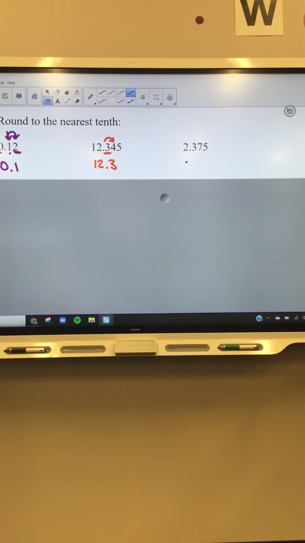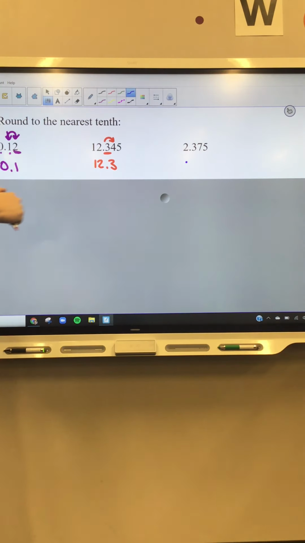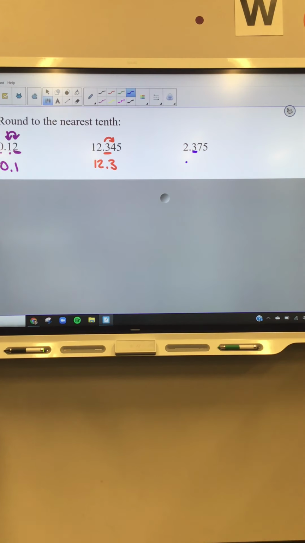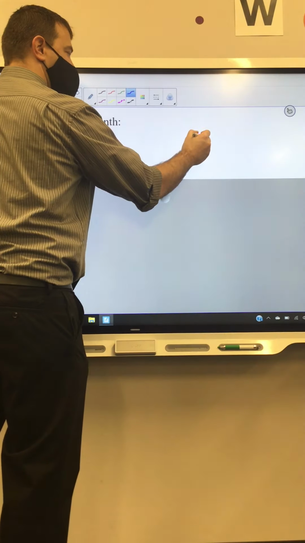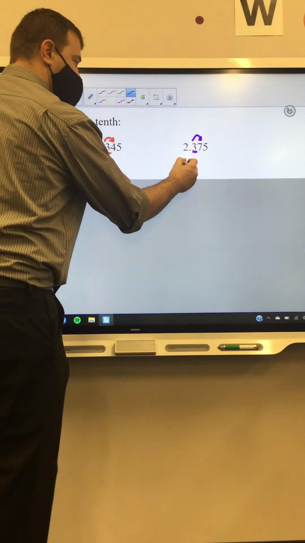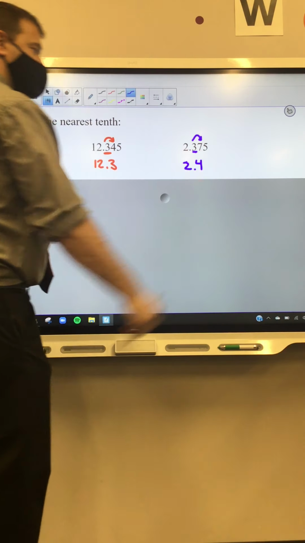Which number is in the tenths digit right now? 2.375. That's my tenths right now, right? So my answer is either going to be 2.3, or if this next number over is large enough to be another tenth, or almost another tenth, then I'll bump it up to 2.4. Do I keep it as 2.3, or is that more than halfway to the next tenth? Yeah, so I'm going to bump it up to 2.4.